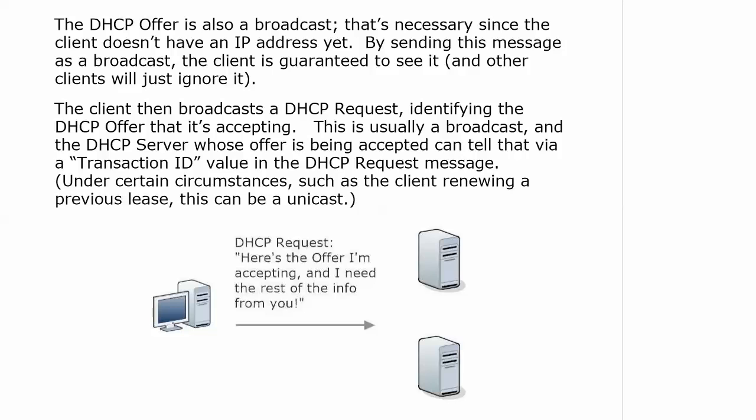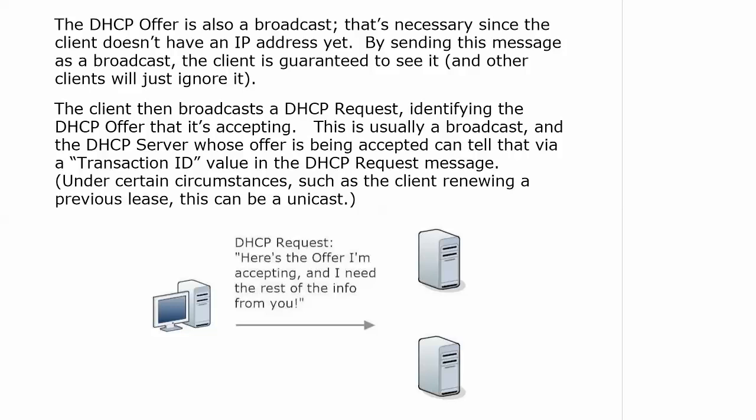Now the client then broadcasts a DHCP request and it's identifying the offer that it's accepting. This is usually a broadcast, not always. It's usually a broadcast though, and how the DHCP server knows, hey, that guy's accepting my offer, there's a transaction ID value in the request message. If you're really interested in seeing the nuts and bolts of each message and every single field, Wikipedia does have an excellent DHCP page. We don't need to go into that kind of detail for the CSUMP, but it's some good additional reading.